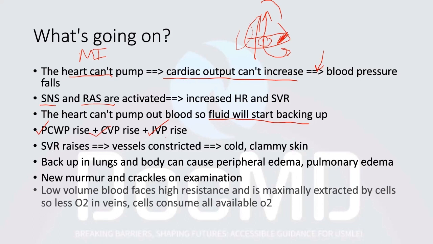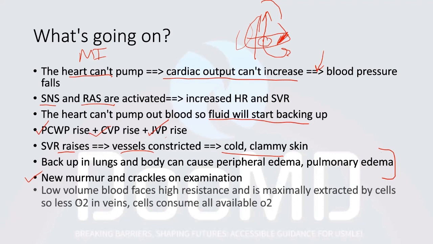Your SVR is increased again, because although the amount of fluid is normal total, it's not getting to the right places because the heart's not being able to pump it out. So your vessels will constrict, leading to cold, clammy skin. Lungs will get backed up with fluid, causing you can get edema, pulmonary edema. You can find a new murmur or crackles on examination. So these are distinguishing features which you won't find in hypovolemic shock.